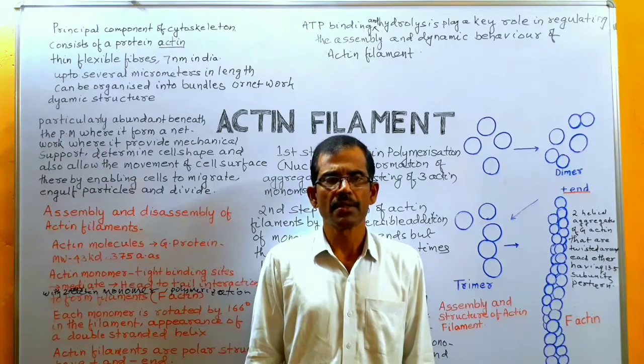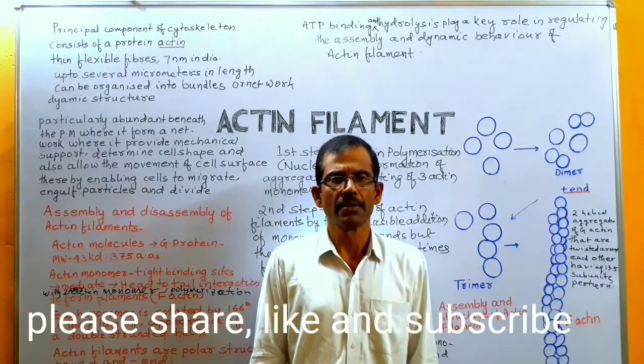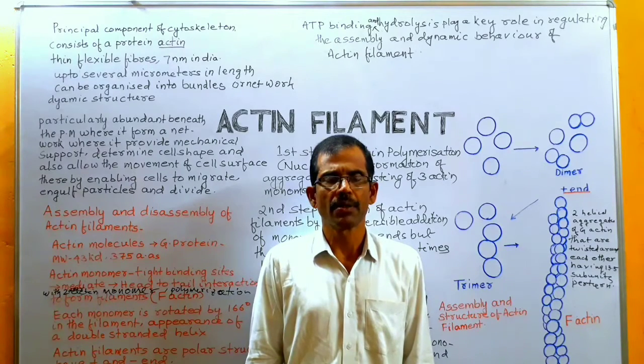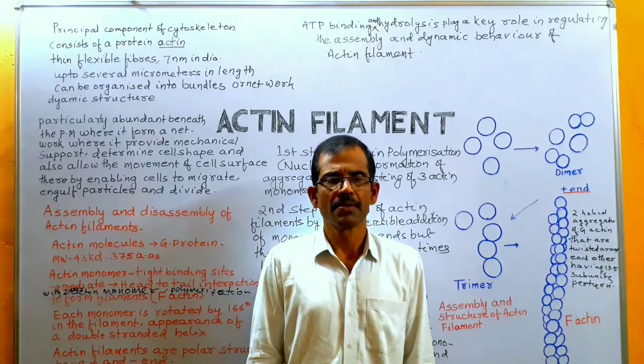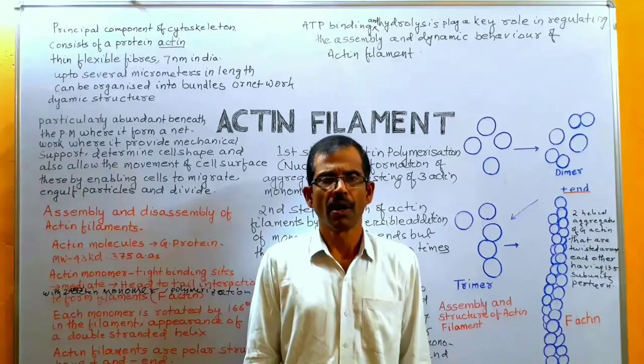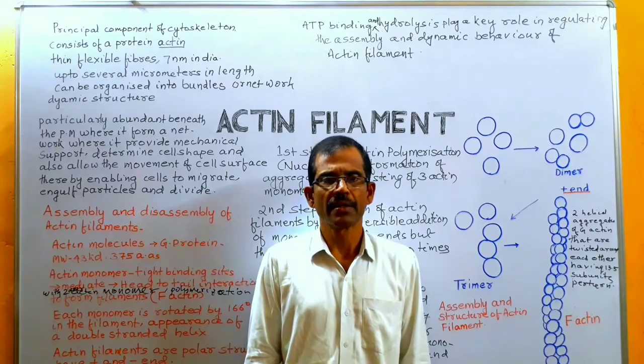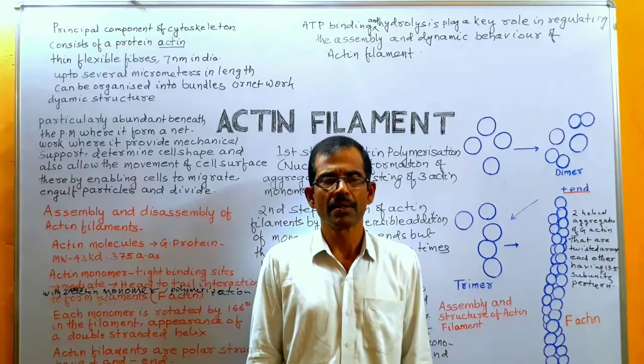Today we shall discuss actin filaments. Actin filaments are the principal component of the cytoskeleton. These filaments consist of a globular protein known as actin. Actin can exist in two forms. One is G-actin, known as globular actin. The other is F-actin, that means filamentous actin.